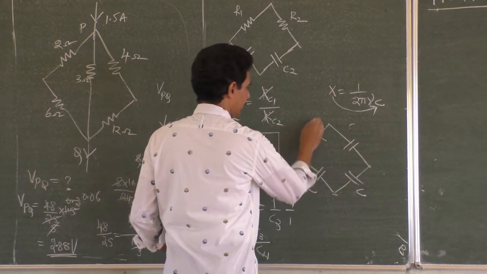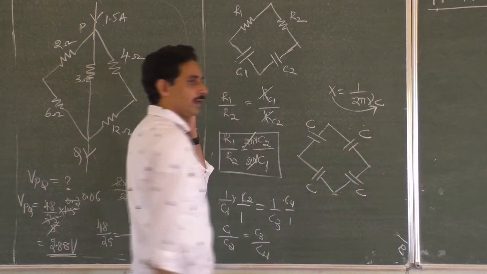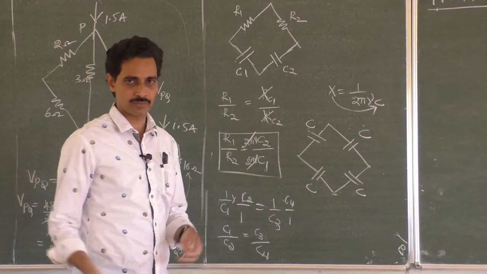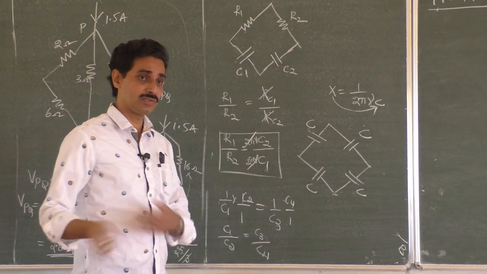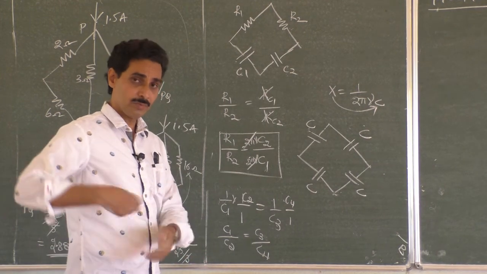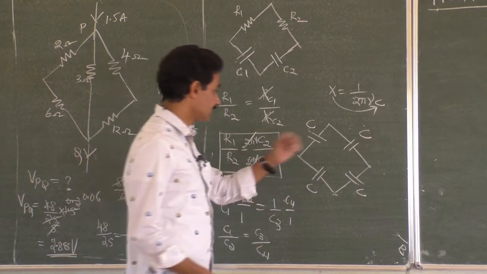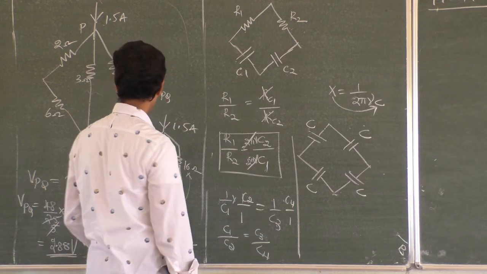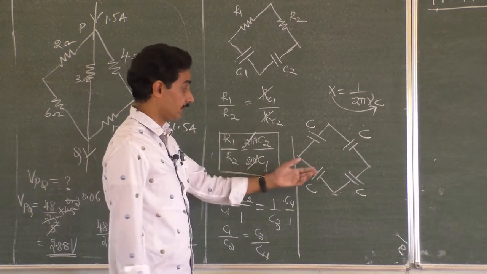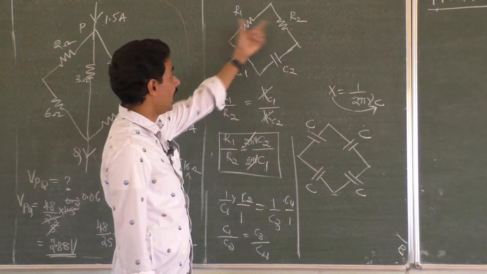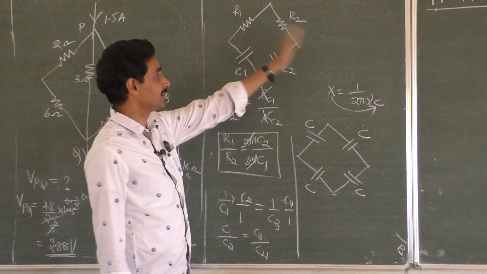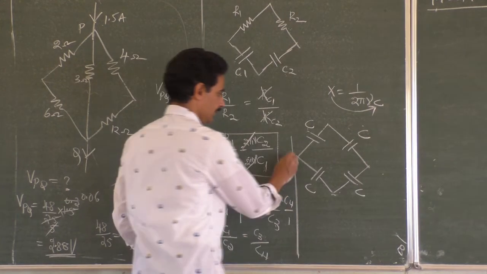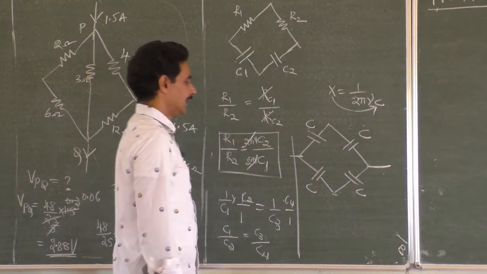But sir, in capacitance and resistances, the formulas interchange, right? In resistors, series combination is R1 plus R2. But in capacitance, series combination is C1 C2 by C1 plus C2. In the same way, in parallel, it is interchanged. How does it result in the same C? Because we have seen, if all the resistors have value R, then the equivalent resistance is R. If all the capacitors have value C, what is the equivalent capacitance? C only.